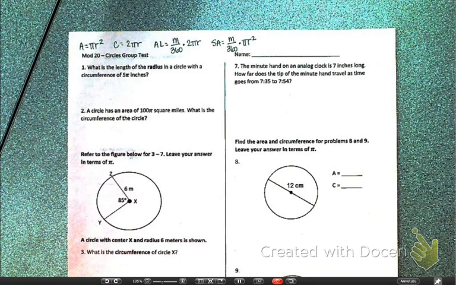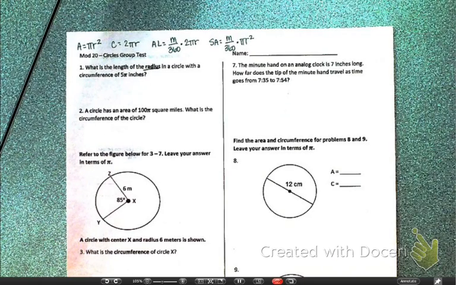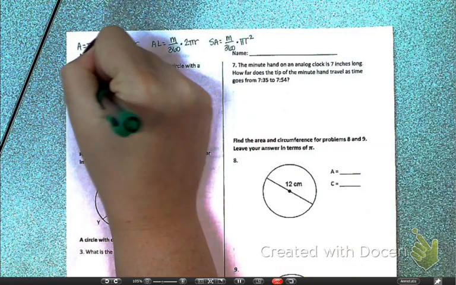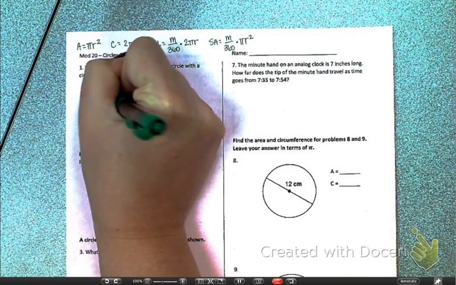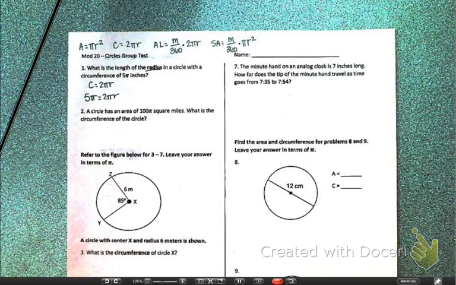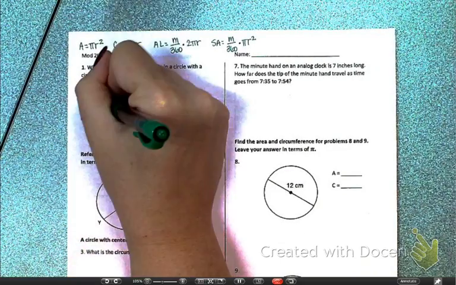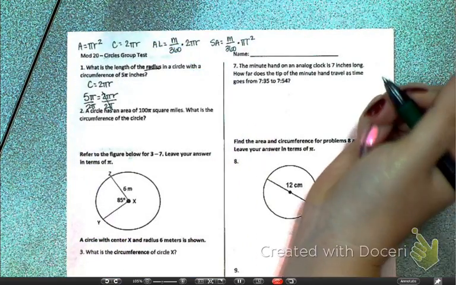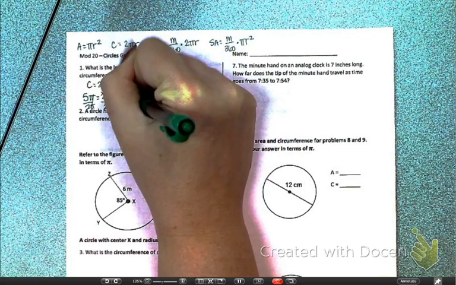Okay. So number 1, what is the length of the radius? So I'm solving for radius in a circle with a circumference of 5 pi inches. So my circumference formula is 2 pi r. My circumference is 5 pi, and I want to know what r is. To get r by itself, what would I do? Divide by 2 pi. The pi's cancel. R equals 2.5. That's all you needed to do.